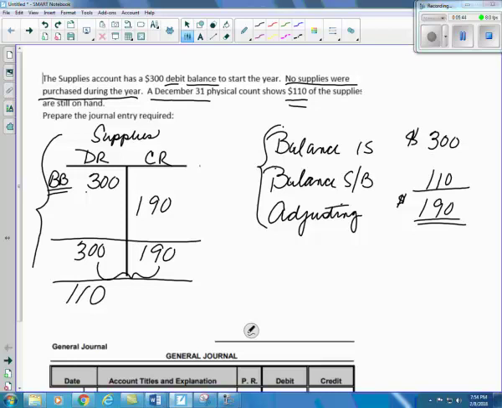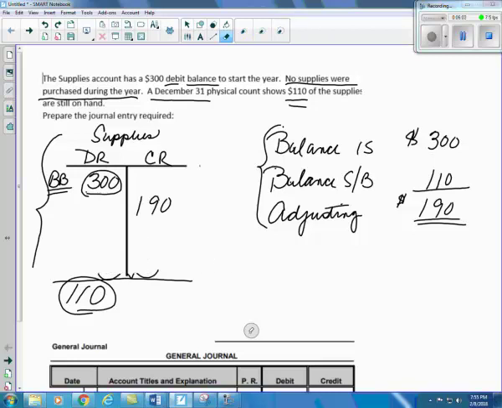All right, so what we know is we have an account. Let's repeat it. We have an account with a balance of $300 in it. And when we went and checked on the account, it should only have a balance of $110. And we have to figure out what gets us from $300 to $110. And we know that crediting that account by $190, we will end up with $110 left in the account.